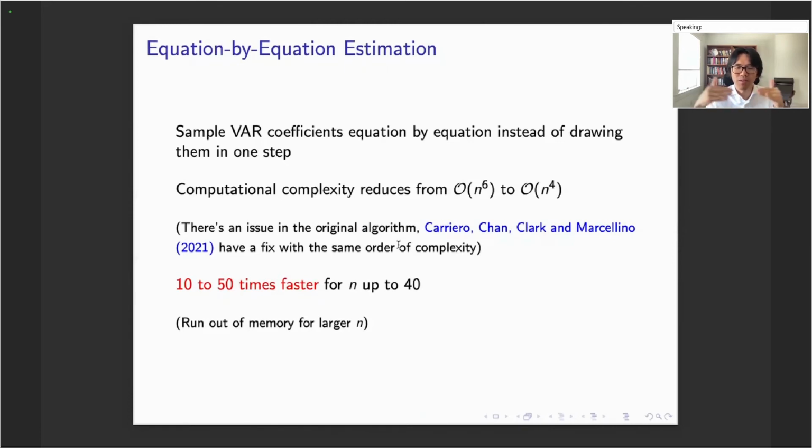The bottom line is that essentially the same algorithm holds. You get exactly the same complexity, maybe a little bit slower. So compared to estimating all the coefficients at once, if you just have a loop to estimate it equation by equation, you can speed up the computation by 10 to 50 times. If you have a larger system, you cannot even do the estimation by the whole block because you quickly run out of memory.